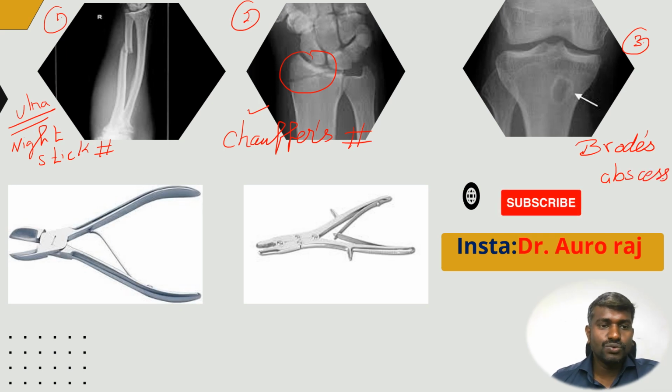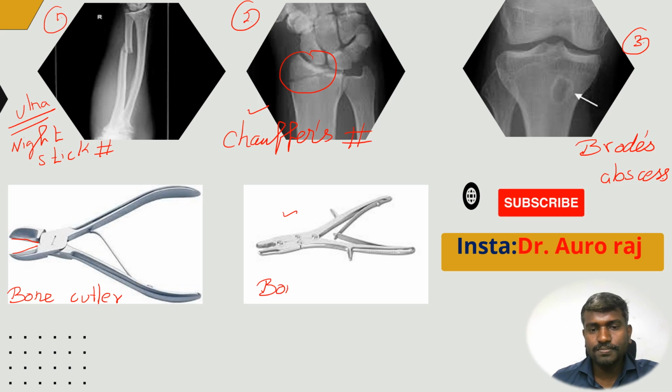Next, we have other 2 important instruments. The first instrument, look at this. This is having a sharp edge. This is called as bone cutter. Bone cutter. And the last image is going to be bone nibbler.